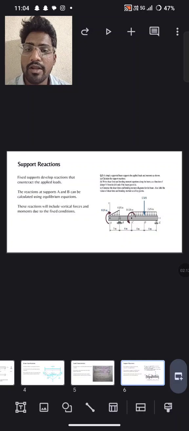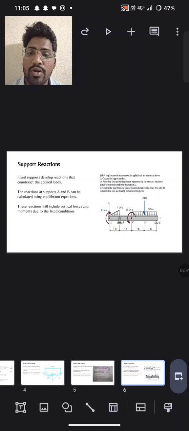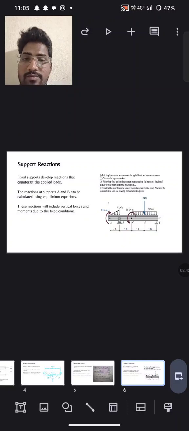Support reactions. Fixed supports develop reactions that counteract the applied loads. The reactions at supports A and B can be calculated using equilibrium equations. These reactions will include vertical force and moment due to the fixed conditions.